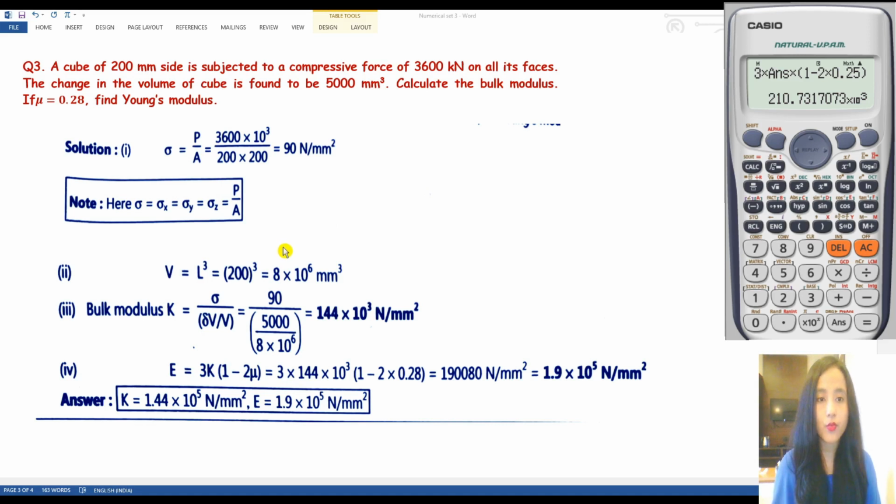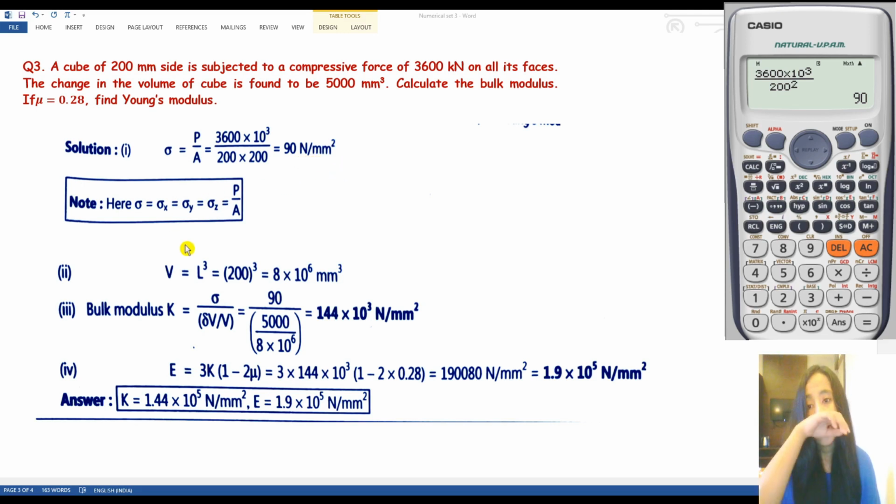Again, the same way we solved the previous question, we'll find it in a similar manner. So K will be equal to direct stress by the volumetric strain. How will we find direct stress? Direct stress will be equal to force by area. How much force is given in the question? Force is given as 3600 into 10 raised to power 3 Newton, divided by area. Since it is a cube, the area will be side square. So this is your direct stress. Direct stress is coming equal to 90 Newton per mm square.